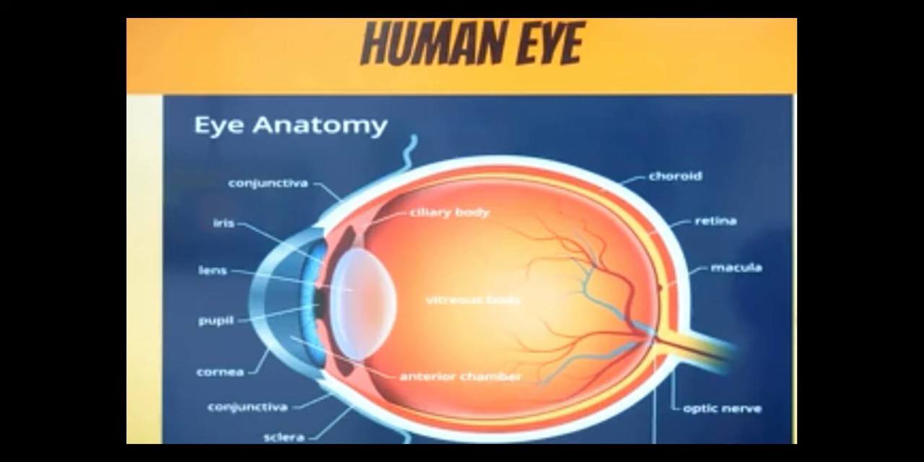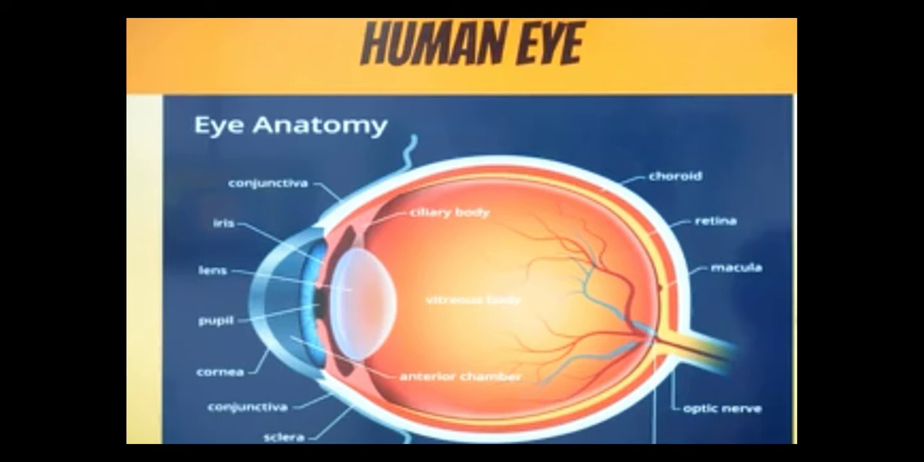Students, we are on chapter number 11, Human Eye. We have studied the structure of the eye and its function. We have studied the various parts of the eye. The first part is the cornea, which is transparent and protects the eye as well as provides the shape to the eye.